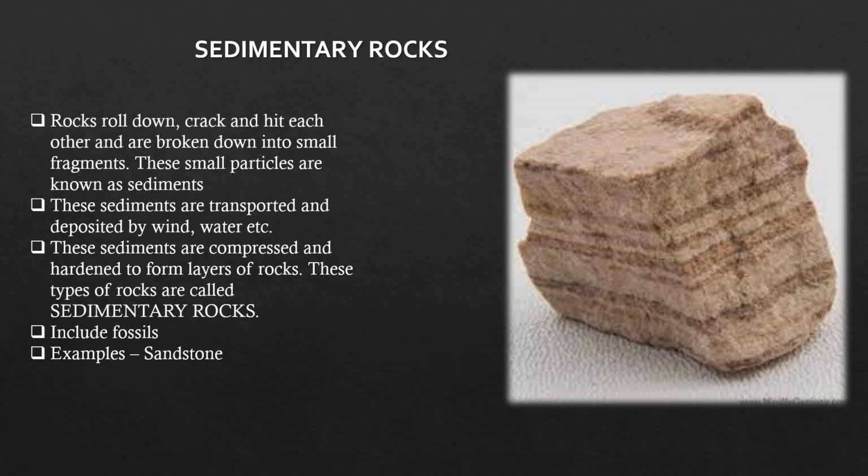Next is sedimentary rocks. Sedimentary rocks are the types of rocks that are formed by the deposition of materials at the earth's surface and within bodies of water. It means when the rocks roll down, they crack and hit each other and are broken down into small fragments. These small fragments are known as sediments. These sediments are transported and deposited by wind or water and are compressed and hardened to form layers of rocks. These types of rocks are called sedimentary rocks.